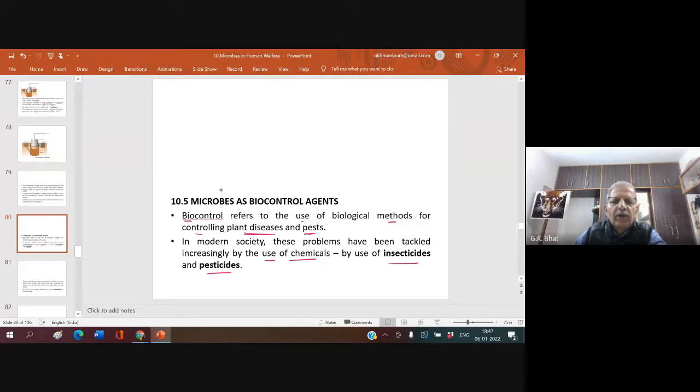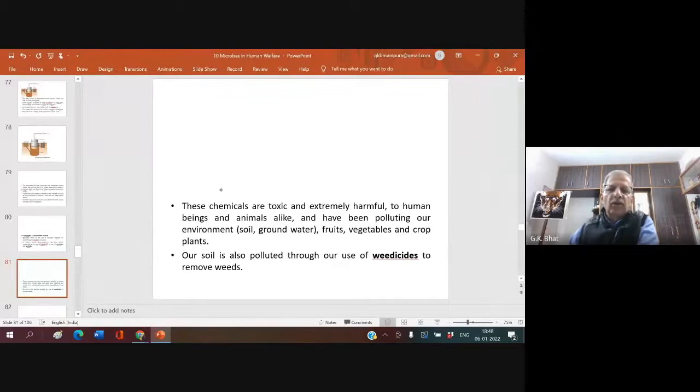Pests are nothing but unwanted guests. Now, what we do is spray chemicals like insecticide, pesticide, herbicide, etc. But we don't want that. We want microbes to treat these disease-causing organisms and pests. Whatever chemicals we use are toxic. Herbicides, pesticides, insecticides, etc. are extremely harmful to human beings and animals alike and have been polluting our environment, soil, groundwater, fruits, vegetables, crops, plants, etc.